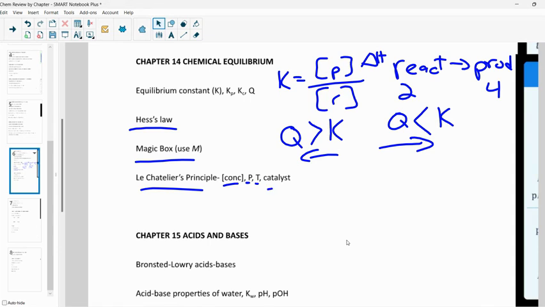What does the catalyst do with equilibrium? Nothing, just gets us there faster. It's still going to be the same equilibrium. It's still going to be the same K value. It's just going to take less time. That's more the kinetic side of it. But we're still going to end up with the same amount of our reactants and products.